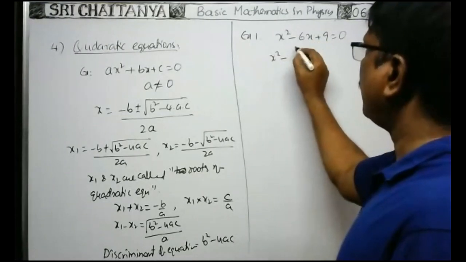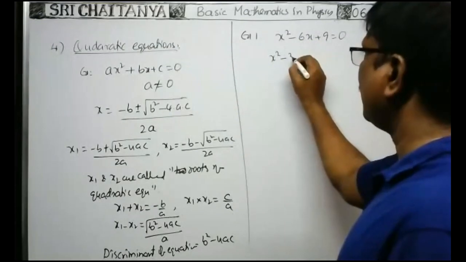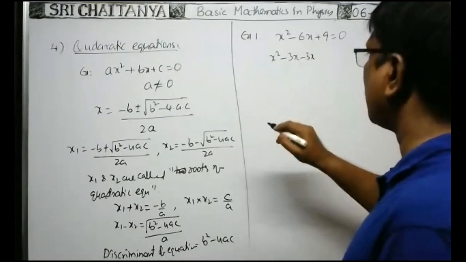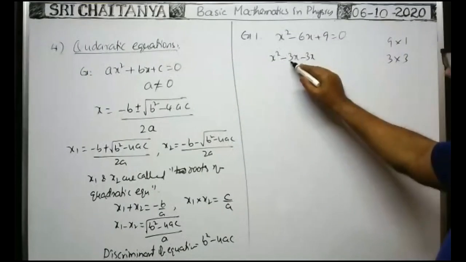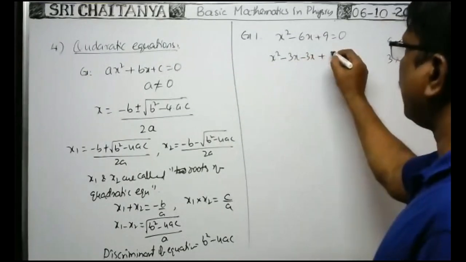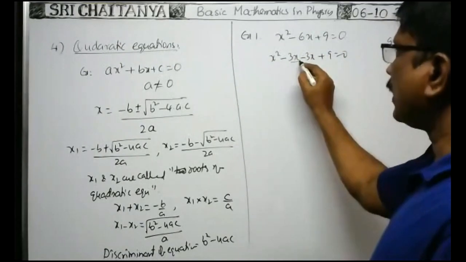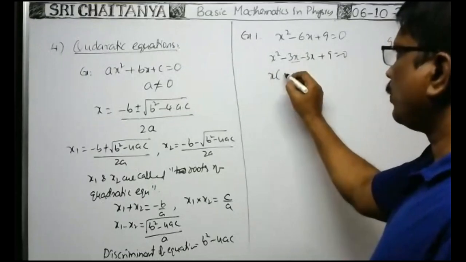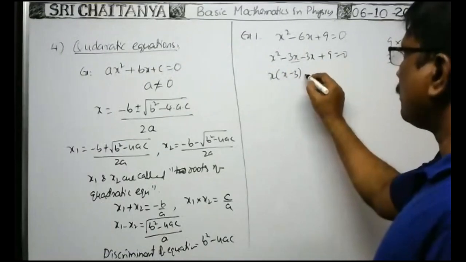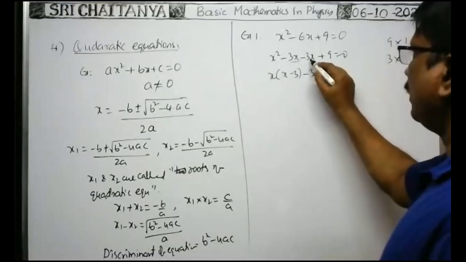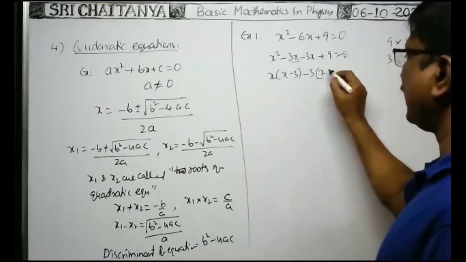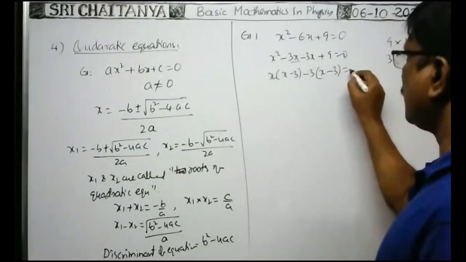So x square minus, you write this 6x as 3x minus 3x, because 3 into 3, no? x square minus 3x minus 3x plus 9 is equal to 0. In these two terms, you take x common, then x minus 3. In these two terms, you take minus 3 common, then as minus 3 is taken common, you will get x minus 3 is equal to 0.